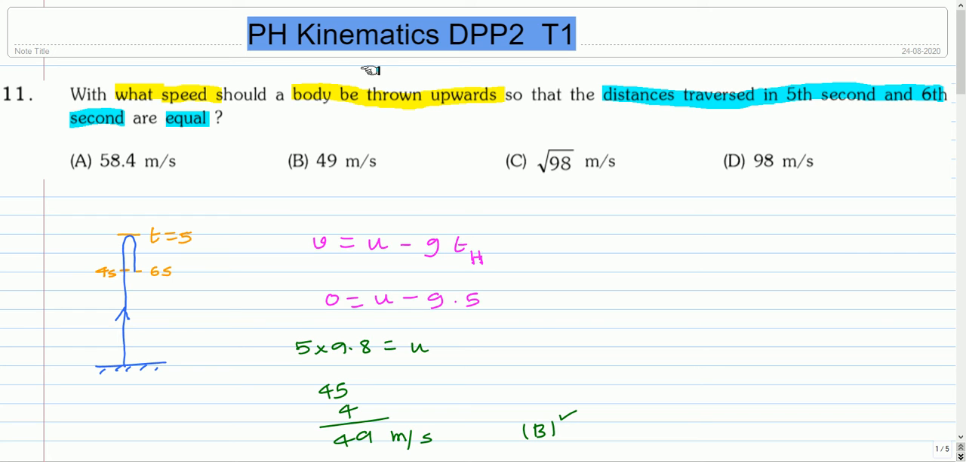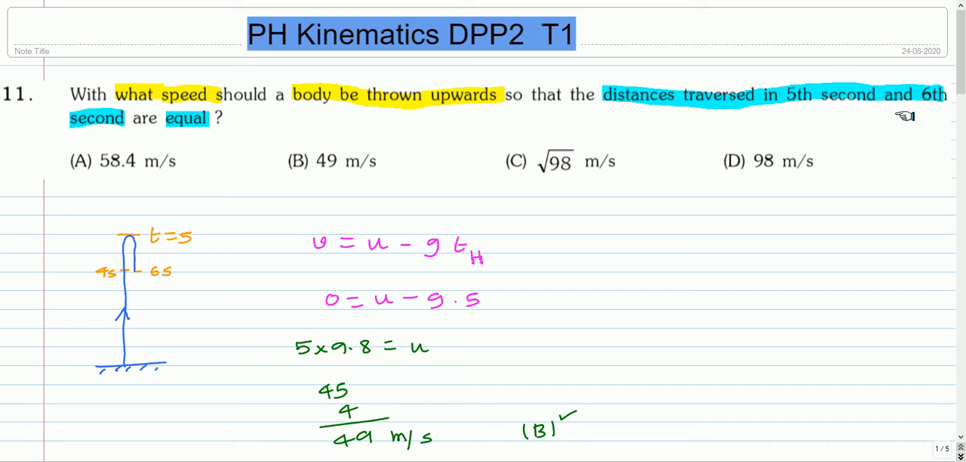In this video, I will discuss some kinematics problems. This is question number 1. With what speed should a body be thrown upwards so that the distances traversed in 5th second and 6th second are equal? 5th second is the time interval between 4 seconds and 5 seconds, and 6th second is the time interval between 5 seconds and 6 seconds.